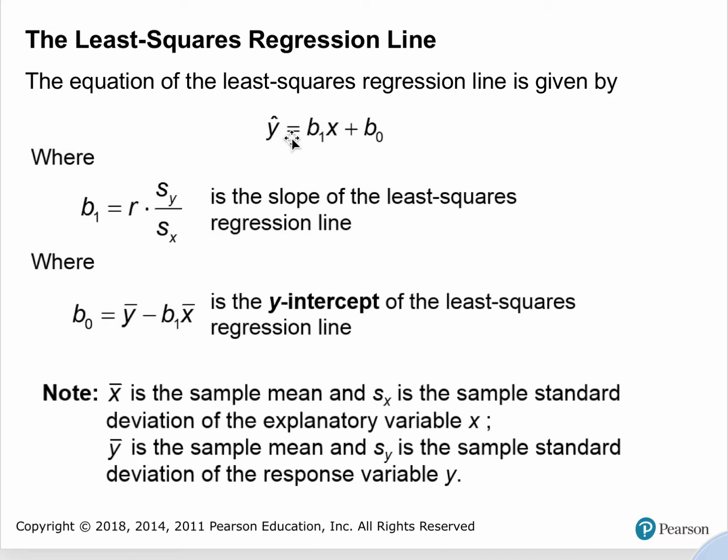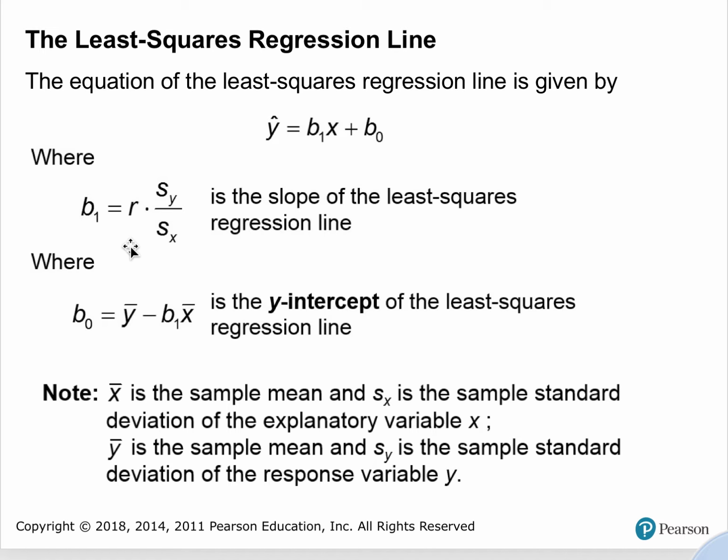Notice this is just y equals mx plus b, right? Just a regular line in slope-intercept form, where the slope, we're going to call b sub 1 instead of m, can be found by this formula. And the y-intercept, b sub naught, can be found by this formula, where, of course, x bar and y bar are the sample means, s sub x and s sub y are the sample standard deviations, and r is our Pearson's R.